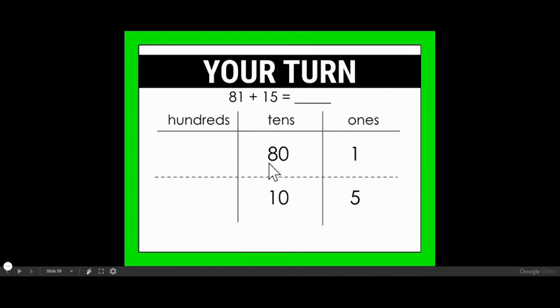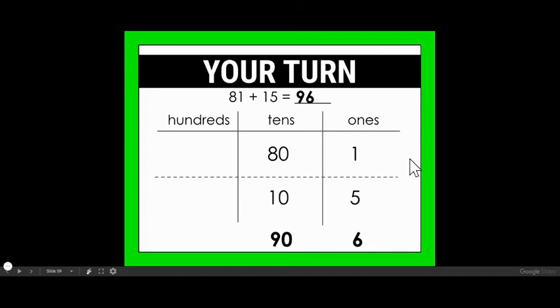Remember, I think of this as 8 tens plus 1 ten, so 8 plus 1, but then it's in the tens. All right, and now write your final answer. So you should have 6 ones, 9 tens, which gives you an answer of 96.